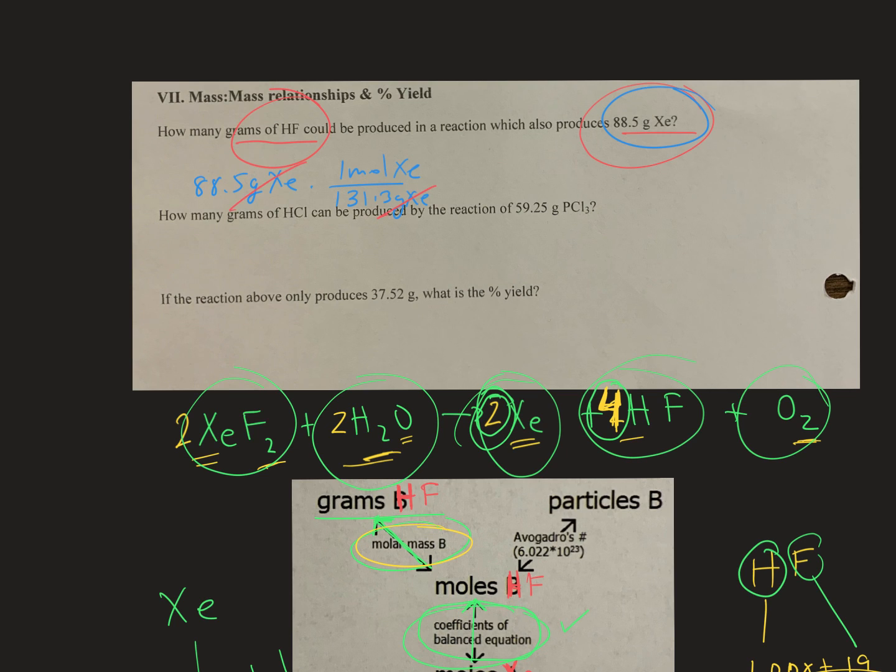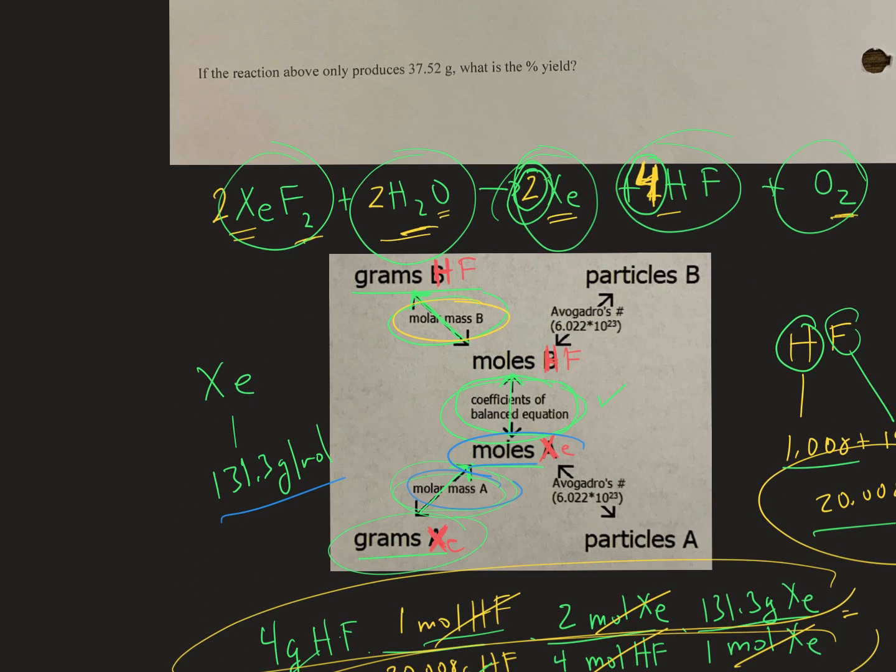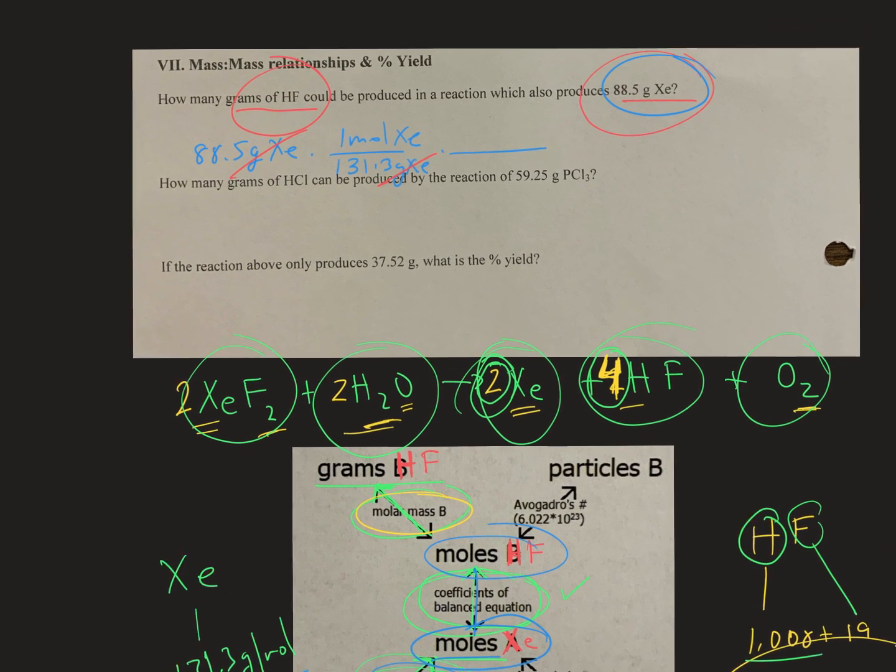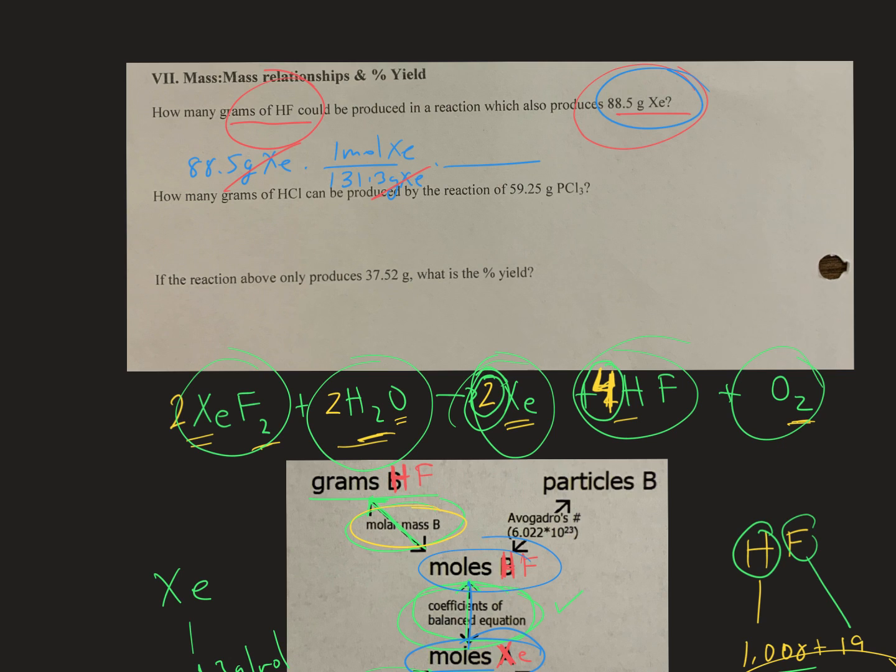That goes away. And now I'm right here. Now I can use the mole-to-mole ratio to go to moles of HF. And I know the ratio is 2 to 4 by my coefficients.